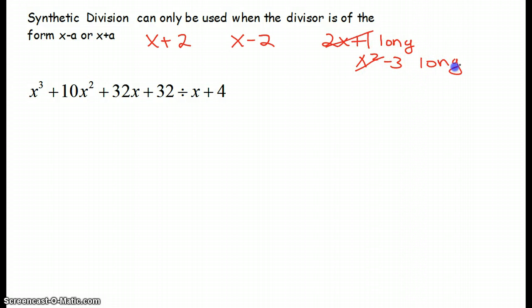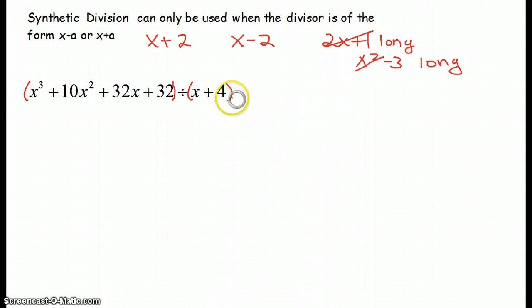So synthetic can only be used if I have x minus a or x plus a, which for our purposes is going to be true because we're going to be using zeros, and the zeros we're going to get mostly from the calculator, so we're going to be able to know that we can use synthetic division.